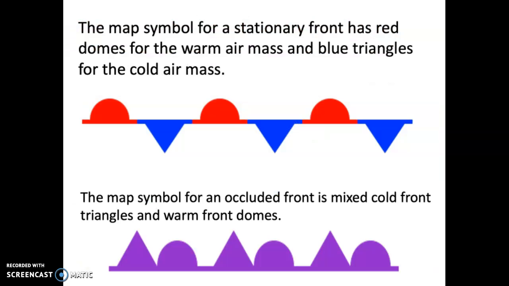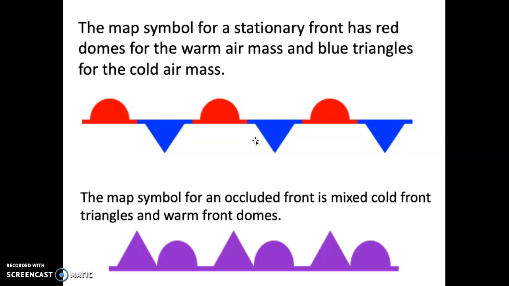Our next one we're going to talk about is a stationary front. In a stationary front, the air masses don't move. They become stationary. It's kind of like we have two air masses going in opposite directions, and they meet each other and they're not moving. If the air mass is stopped by a barrier, like a big mountain range, a stationary front may bring quite a few days of rain or fog.